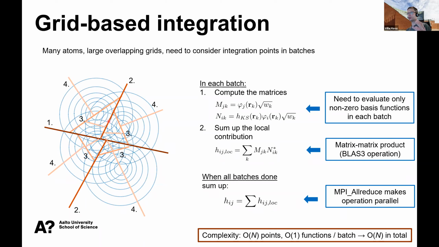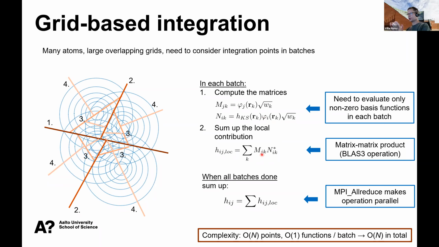First of all, notice that each of these batches is spatially localized, and then you only need to evaluate the non-zero basis functions in each of the batches, which means that not all the basis functions are alive in one of those batches. The number of basis functions you have here, phi j and phi i, is reduced. They are not all the basis functions, but they are the local basis functions.